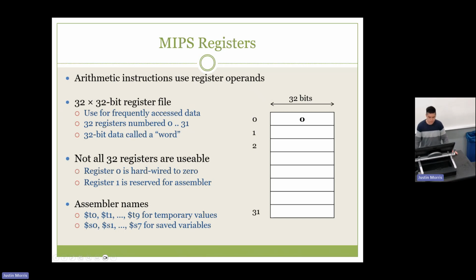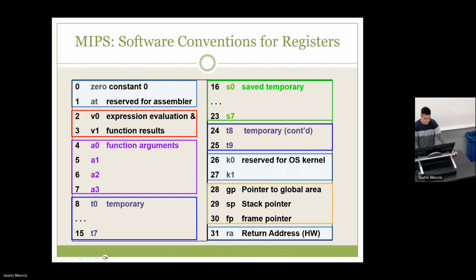And not all 32 of these registers are usable by the user. Like register 0 is always hardwired to be strictly 0. And register 1 is reserved for the assembler. And then there are different names for different types of registers as well. So the ones that start with T are for temporary variables. And the ones with S are for saved variables. And here is like a summary of the different registers.